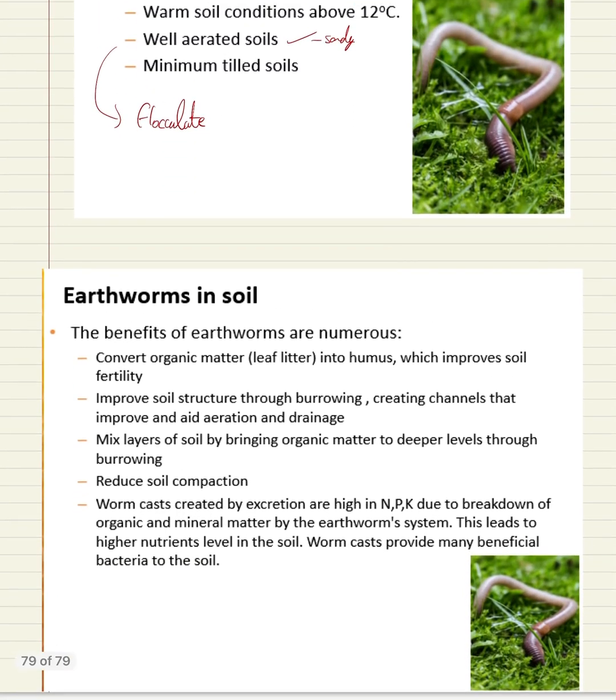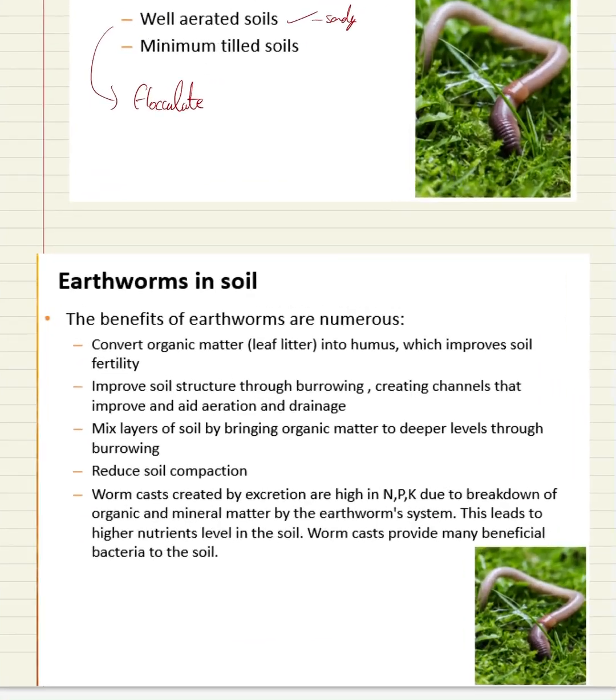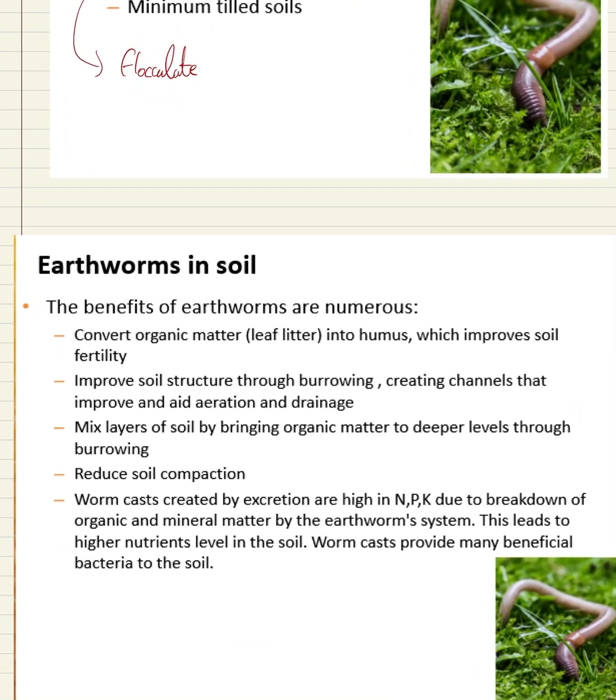So why do we want earthworms in our soil? The reason is to convert organic matter into humus, which improves the soil fertility, as we mentioned earlier. We want to improve our soil structure through burrowing and creating channels that aid aeration and drainage. Soil structure is the arrangement of our particles, our sand, silt and clay. Hopefully you might remember the term loam soil, referring to soils of equal amounts of sand, silt and clay, but that's more to do with soil texture, whereas structure is the arrangement of our soil particles.